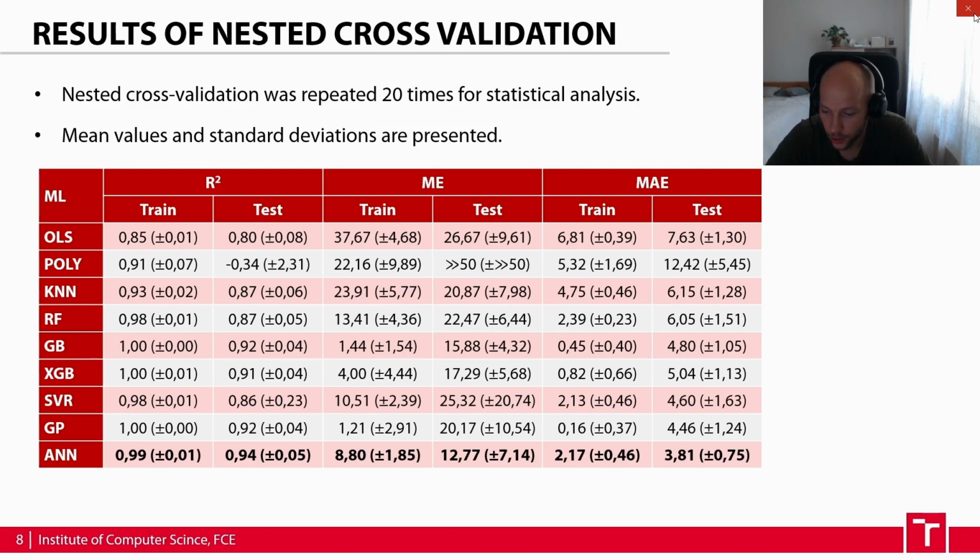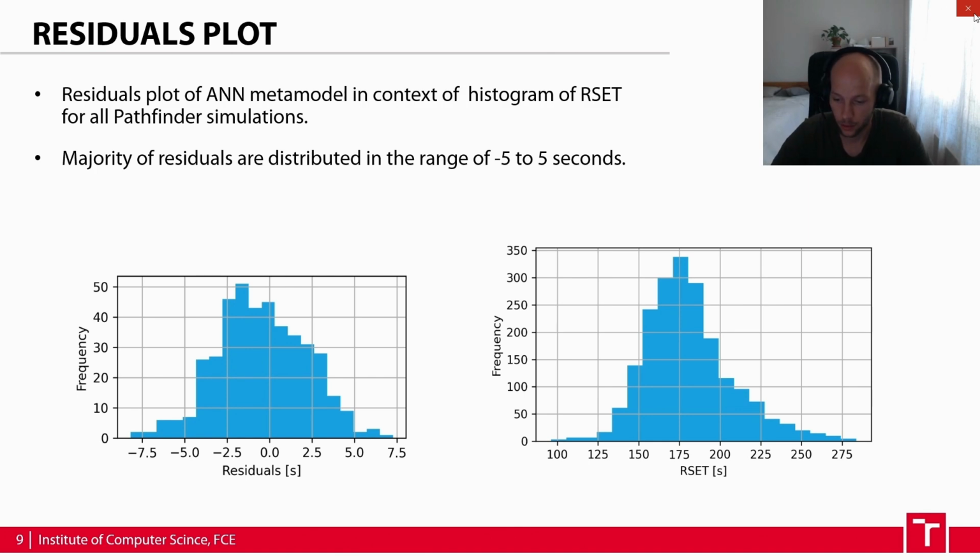Despite this overfitting, the meta models generally produce decent results, with ANN performing at a mean absolute error of 3.81 seconds. Perhaps this is more evident in the residual plot of the ANN meta model, which shows residuals for all 20 repetitions of nested cross-validation, because nested cross-validation was also repeated 20 times, so we can make statistics over ANN or some other meta model's results. As you can see, the plot indicates that the vast majority of residuals are distributed in the range of -5 to 5 seconds. This once again confirms that the errors produced by the meta model are on the order of a few seconds.